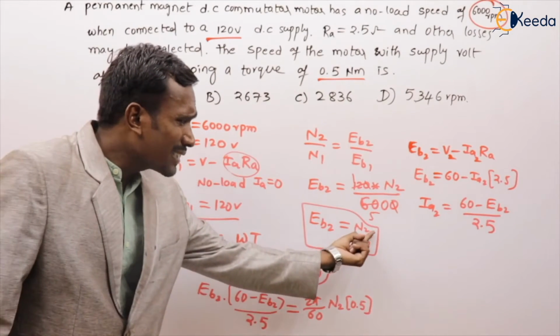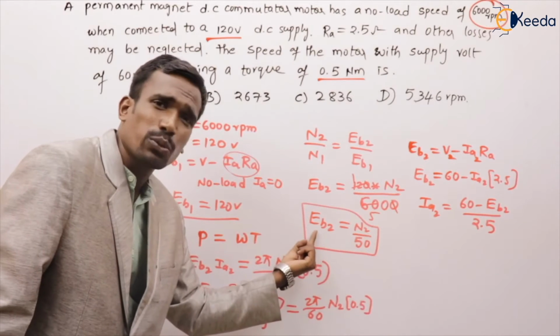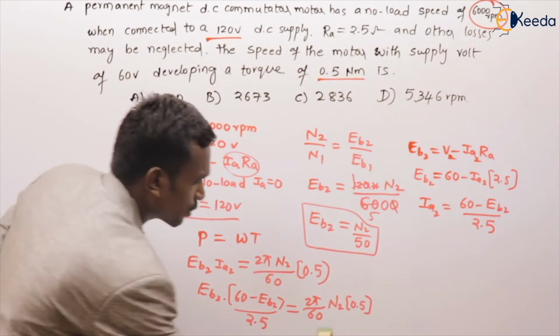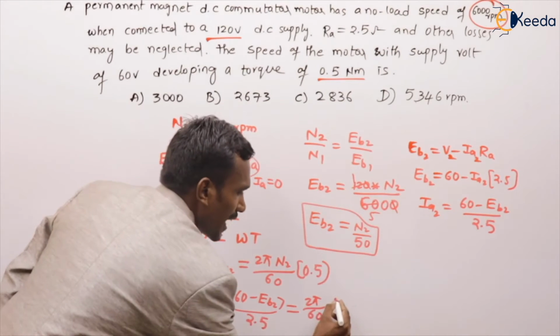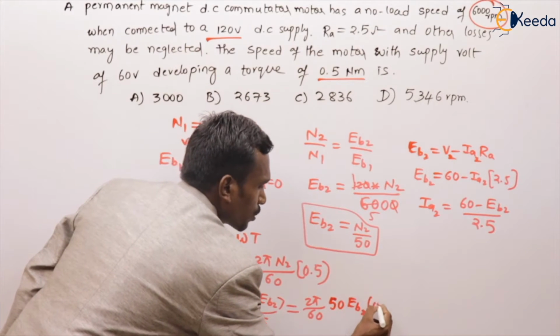Can you tell me what is N2? N2 is equal to 50 into EB2, right? N2 is equal to 50 into EB2. For example, in terms of N2, just write 50 into EB2 into 0.5.